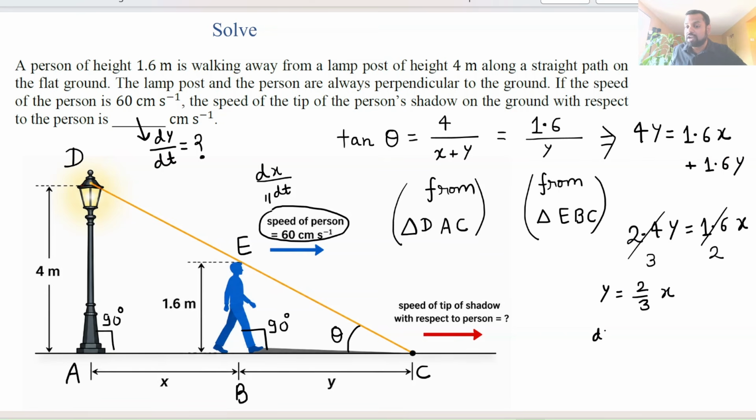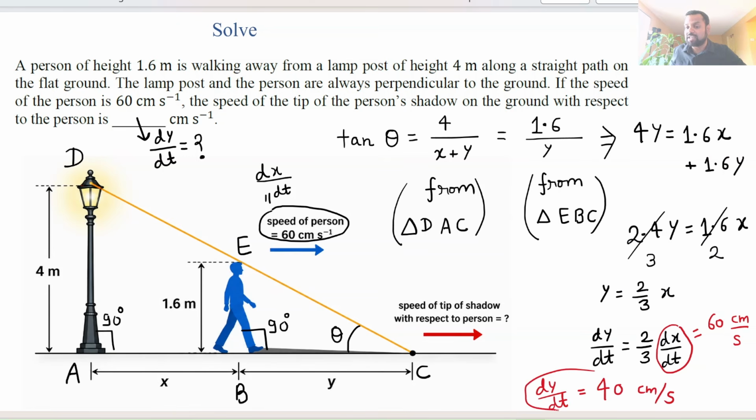So from here, you take the derivative of both sides. dy by dt is 2 by 3 dx by dt, and dx by dt, this value, is equal to 60 centimeter per second. So dy by dt we will get 2 by 3 of 60, which will be 40 centimeter per second, and that is the solution. So here you will have 40 as the answer.